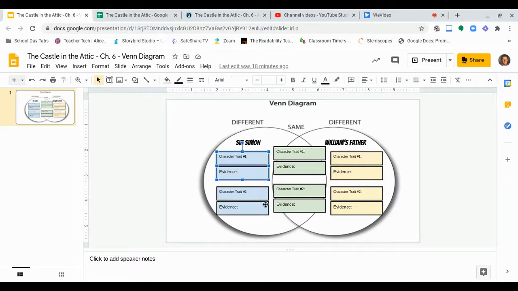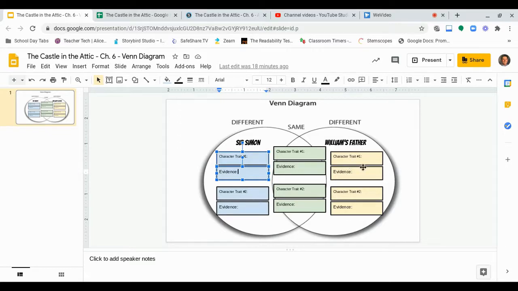Now, you're going to give me two character traits of Sir Simon that you would say William's father does not have. Okay? So give me two character traits from Sir Simon that William's father does not have. And then I want you to tell me what the character trait is, and then also provide evidence from the story that lets you know that this character has that character trait. So if you're going to say Sir Simon is brave, well, you have to give evidence why you think he's brave or how you know he's brave. You'll do that for character trait 2 as well.